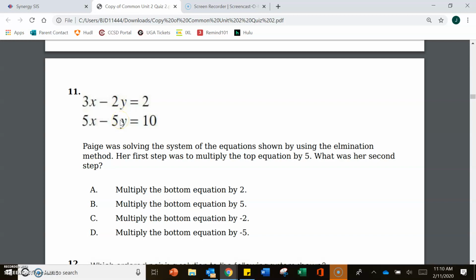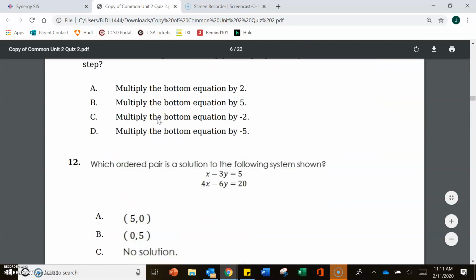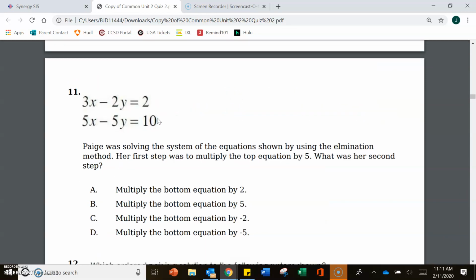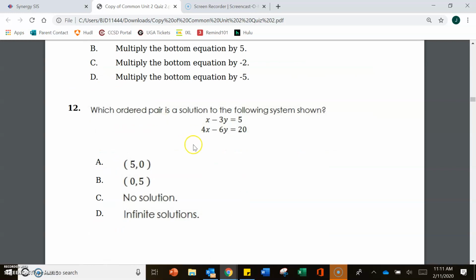Correct, negative 2. I'd have to multiply the bottom by negative 2, and then that would make that a positive 10, and that would be a negative 10. So the answer is C. You did have to truly understand what it means to eliminate a variable here to be able to answer this question. Questions before we move on? All right, let's look at number 12 then.